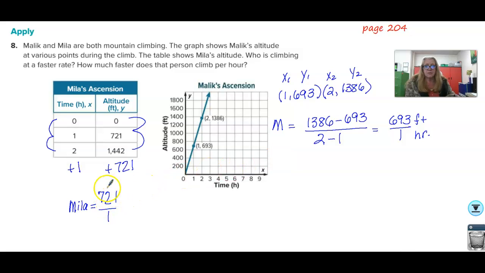So the question asks, who's climbing at a faster rate? Well, Mila must be climbing at a faster rate because she went up 721 feet in an hour, and Malik only went up 693. So Mila wins, and by how much? Well, you just have to do 721 minus 693. I could get a calculator, but that would take all the challenge out of it. 28 feet per hour faster.